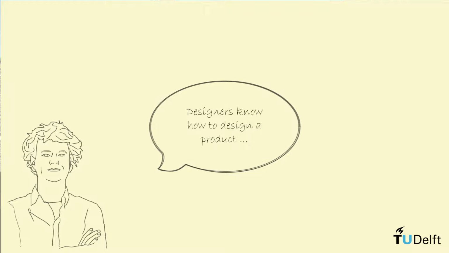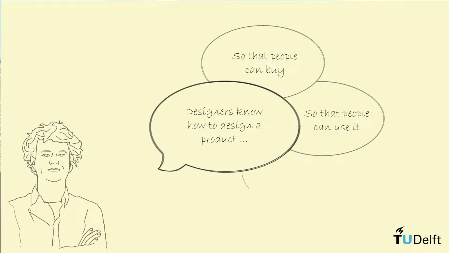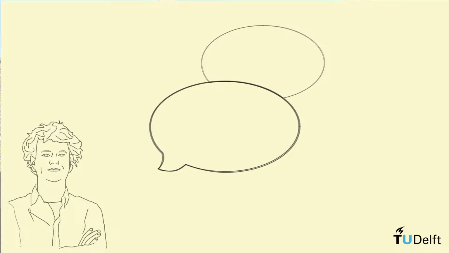We know how to design a product so that people can buy it. We know how to design a product so that people can use it. And perhaps also design something that people can keep using. So in design for motivation, we first have to know what exactly motivators are and what strong motivators are.